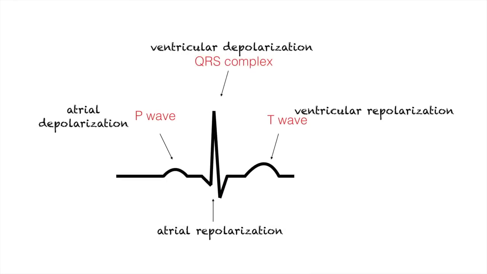Now, as a review, P wave stands for atrial depolarization. The QRS complex represents ventricular depolarization. The T wave represents ventricular repolarization. And the atrial repolarization is covered by the QRS complex. You can't see it, but it exists.